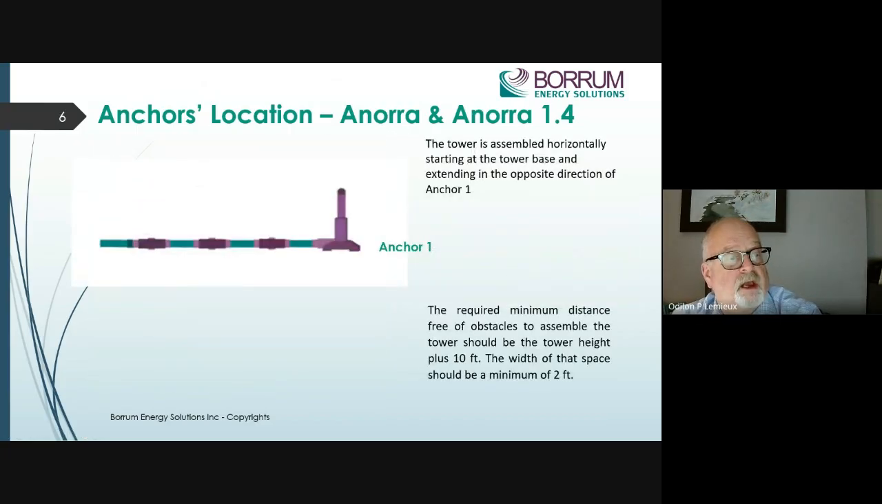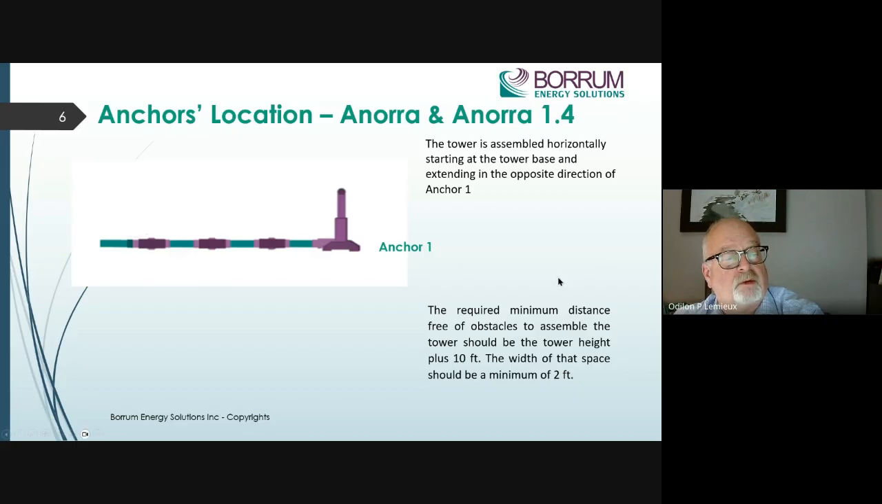Okay, so here's the tower. The key one here that we need to look at is anchor 1, which is on this side of the tower. Anchor 1 is always opposite to where the tower is assembled horizontally. So the tower being assembled horizontally, we put anchor 1 here. So we always identify anchor 1 opposite to where the tower is assembled.